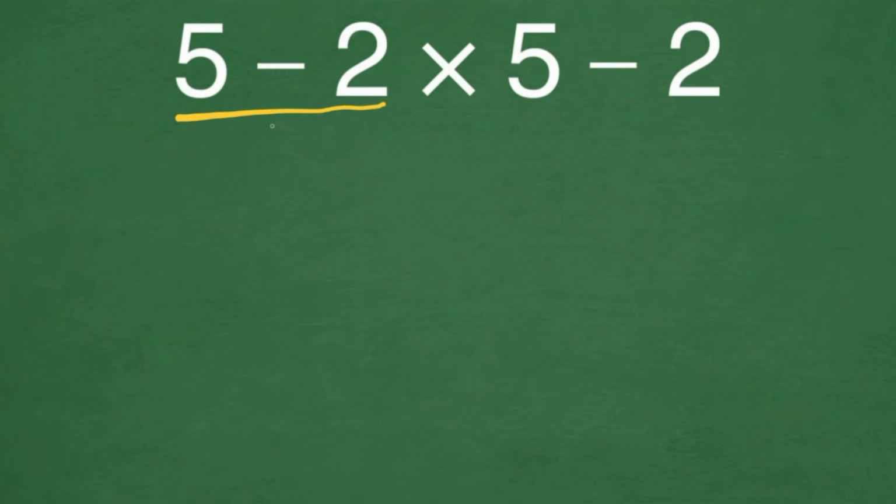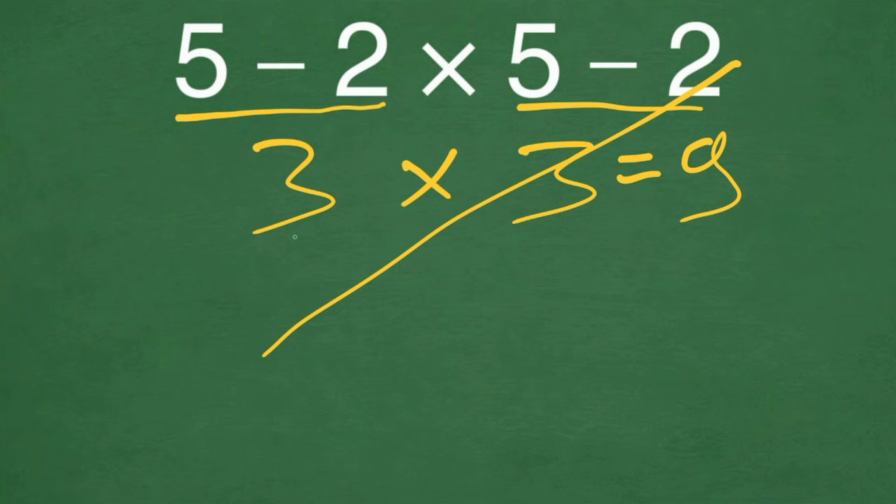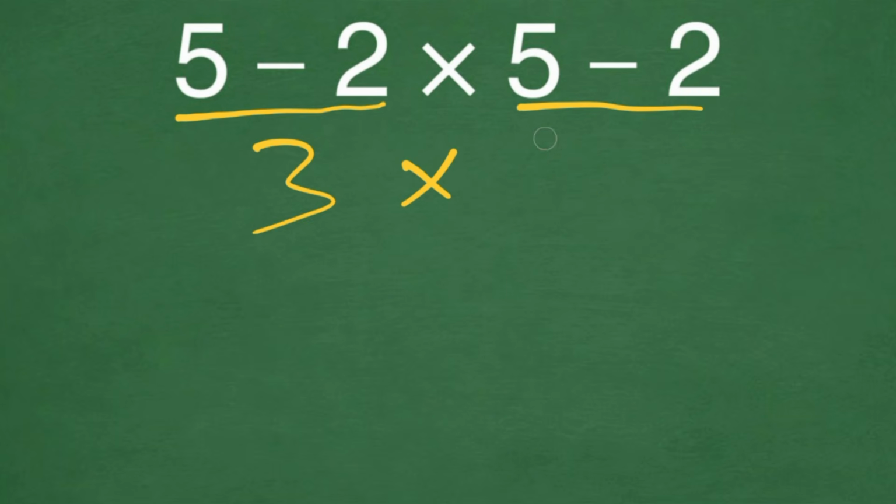5 minus 2 gives us 3, and again 5 minus 2 gives us 3, and 3 times 3 is equal to 9. But this answer is not correct. Some people solve this problem differently.